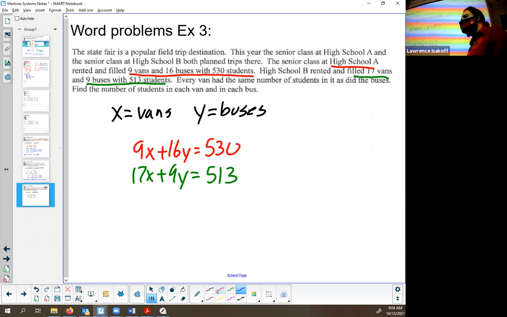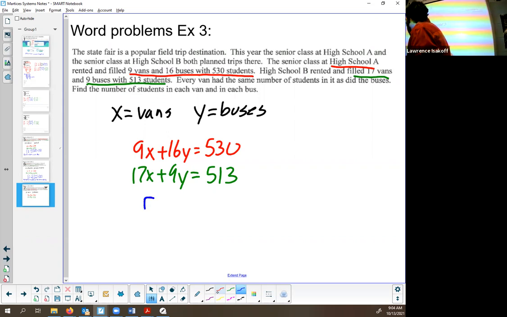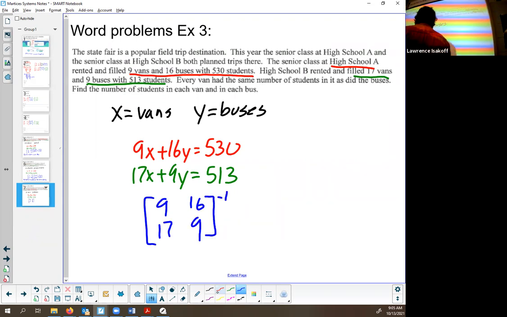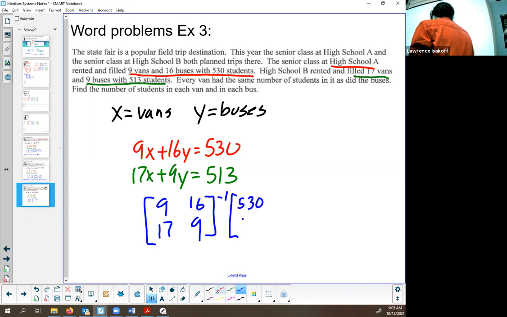So any questions on those equations? We just take our time and read these problems. We're actually going to see some patterns emerge here and how to set them up. So let's set up the matrices. 9, 16, 17, and 9, and that is 530 and 513.